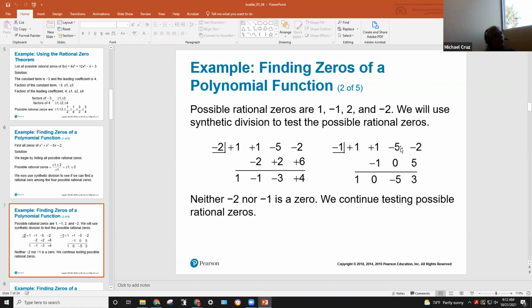So again, 1, 1, negative 5, 2. Bring down 1. Negative 1 times 1 is negative 1. Add them up, 0. Negative 1 times 0 is 0. Negative 5, negative 5.